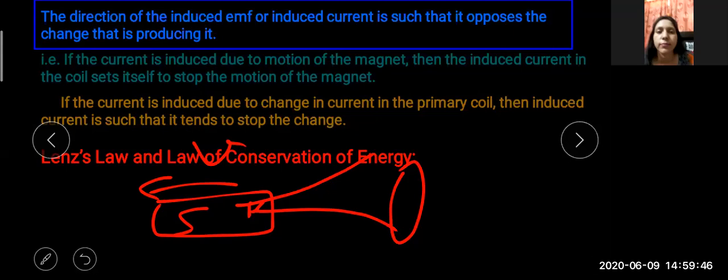The face of the loop in front of the north pole of the magnet becomes south pole, and this becomes north pole of the current loop. So work is therefore done against the force of attraction between north-south pole to move the bar magnet away from the loop. So the mechanical energy is converted into electrical energy in this loop. I hope this is clear to you.